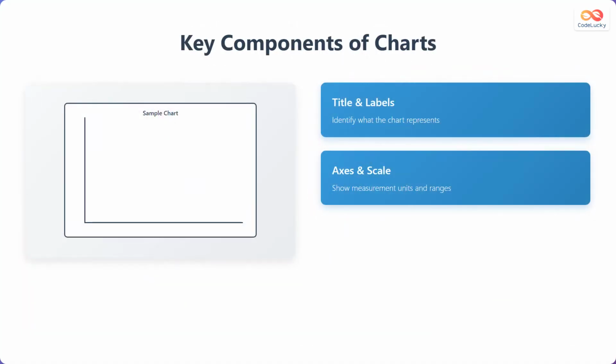To effectively read charts, it's important to know the key components. The first key component is the title and labels. These labels identify what the chart represents, including the variables and units being measured. The second key component is axes and scale. These show the measurement units and the ranges of the data being displayed.